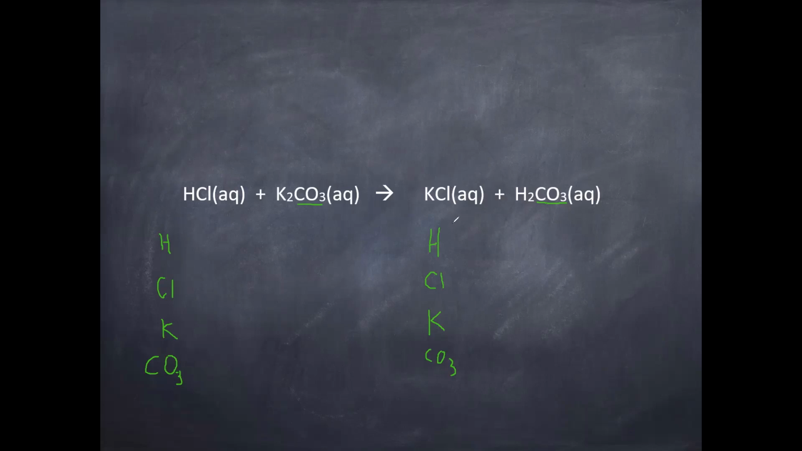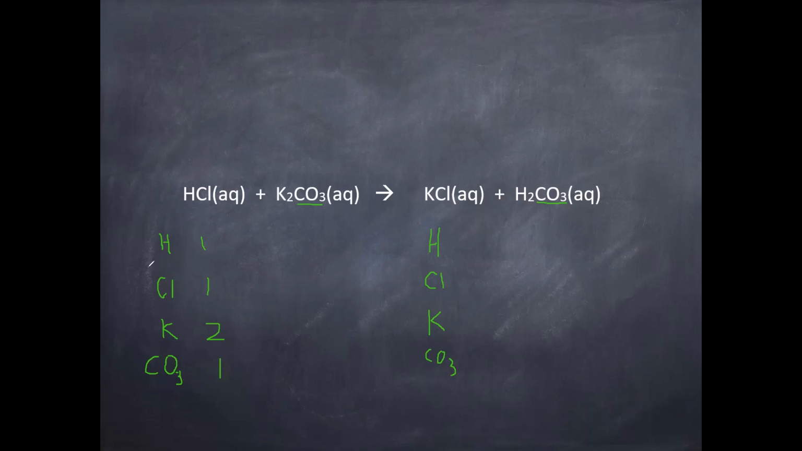Whereas if I come through and put potassium, chlorine, hydrogen, and CO3, now we're going to have to crisscross a few of those, and it's just going to make it a little bit more difficult on ourselves. So just keep the table in the same format on both sides. And then we just want to keep track of everything we have. So on the left, we've got a single hydrogen, a single chlorine, 2 potassium, and 1 carbonate.